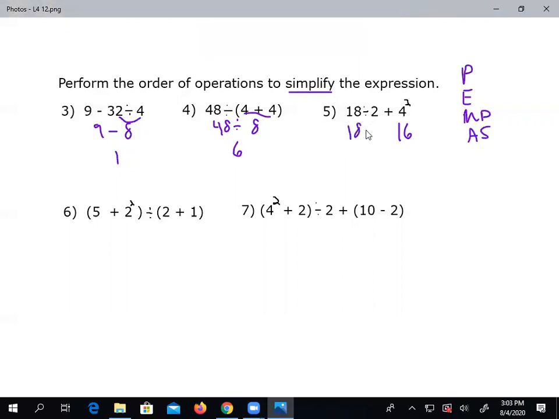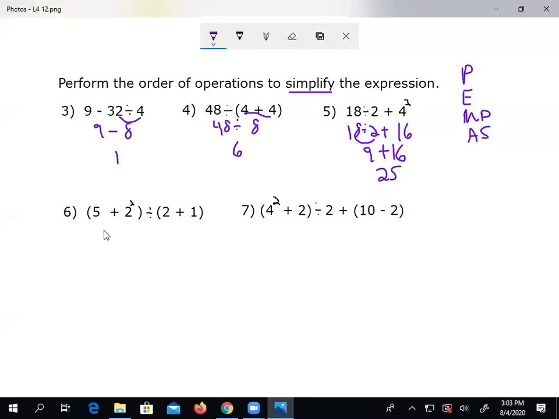So then we bring down the rest of the problem. 18 divided by 2 plus 16. So division goes before addition. So 18 divided by 2, that's going to be 9. 2 goes into 18 nine times. And then 9 plus 16 would be my last thing I do, and that would be 25. So the answer to that problem would be 25.